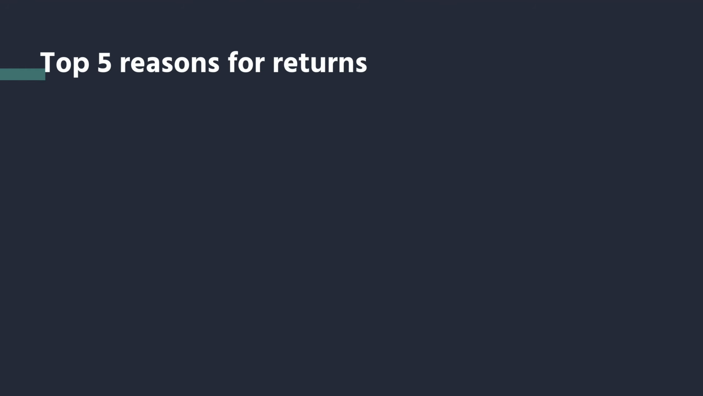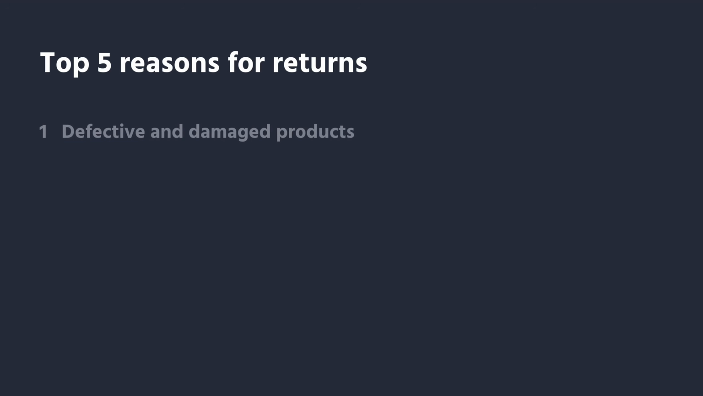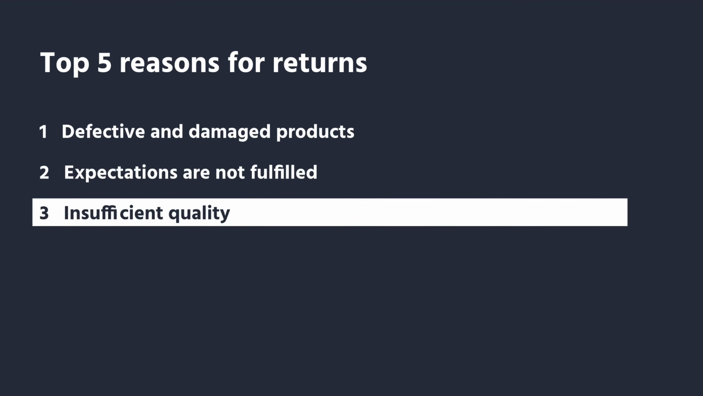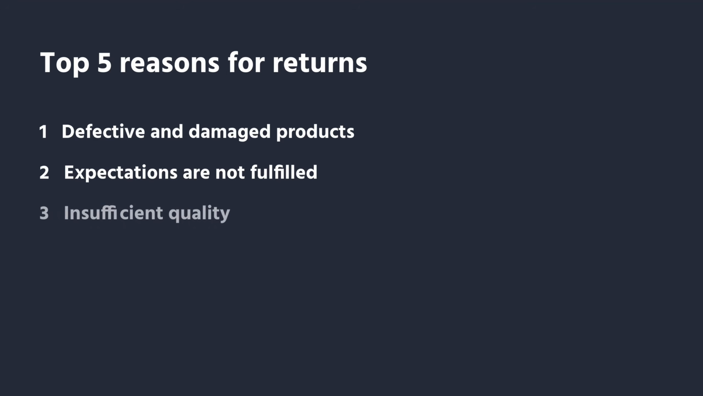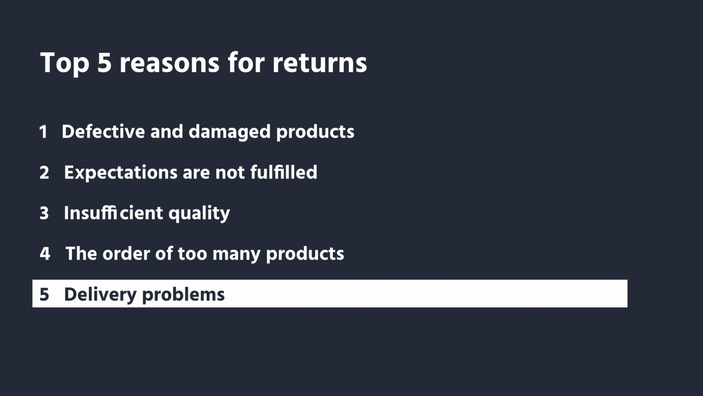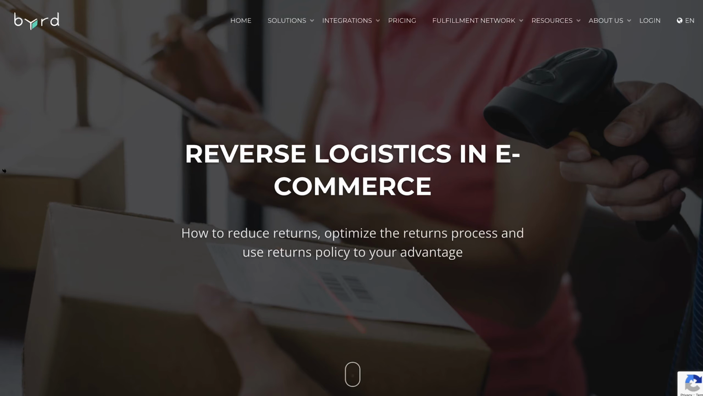More often than not, your customers returned a product due to one of the top 5 reasons for returns in e-commerce. These are 1. Defective or damaged products. 2. Expectations were not fulfilled. 3. Insufficient quality. 4. Too many products were ordered. 5. Delivery problems. In our hands-on blog about reverse logistics, we show solutions for each of these causes for returns.